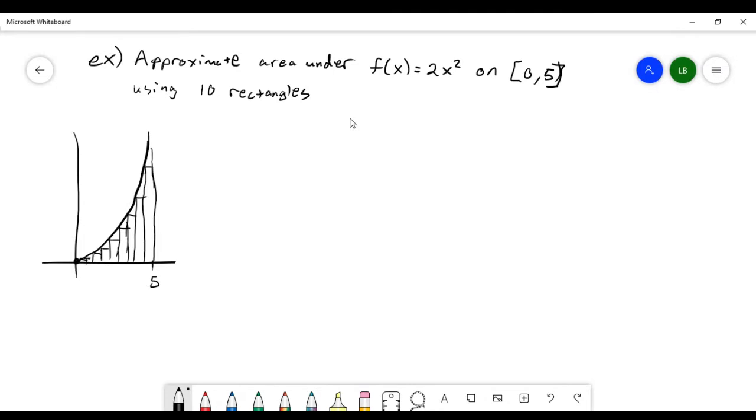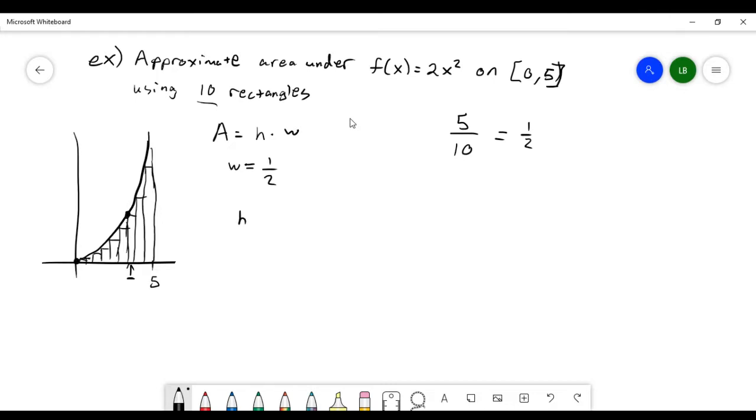Basically, if we look at just one of these rectangles, let's say this one right here, we can calculate its width. Well, we know that the area of one rectangle is length times width. Or in this case, instead of length, I'm going to say height. In this case, we know its width because we have an interval 0 to 5 and a number of rectangles, 10. So if we break this interval from 0 to 5 evenly, well, that's a distance of 5 split into 10 parts. So its width is 1 half.